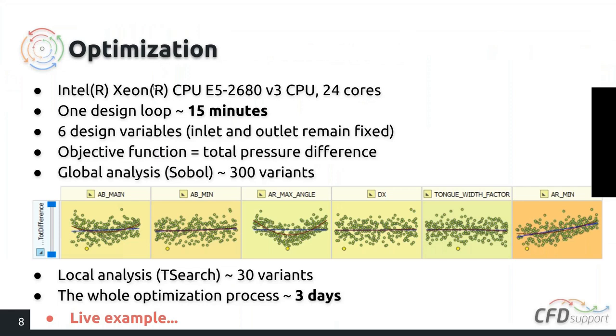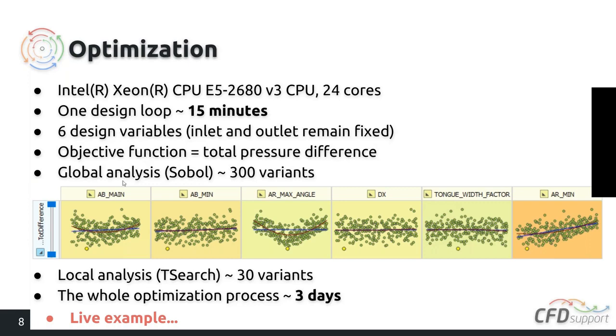Just briefly what we have done. We use an Intel Xeon processor with 24 cores. One design loop containing all the steps, mesh generation, CFD simulation, and results evaluation, takes about 15 minutes. For the optimization, we use 6 design variables, which Mattia has already described. Here I would like to emphasize that the volute should be fitted to the existing geometry. So some parameters have to be fixed, those which affect the inlet and outlets. Therefore, we have chosen just 6 design variables. The objective function is set as the total pressure difference.